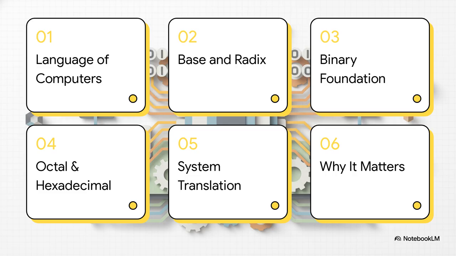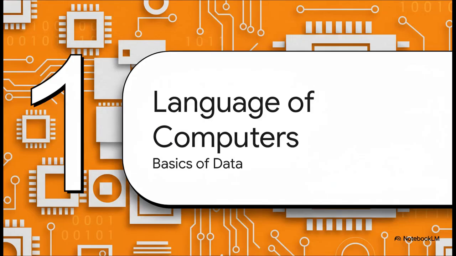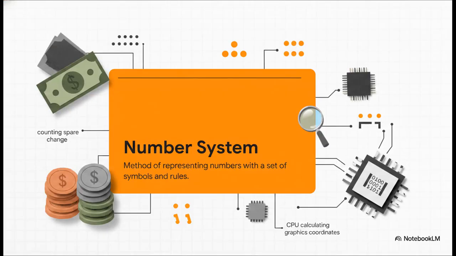Starting with Section 1, the language of computers, let's establish the absolute basics of data representation in our digital world. If you're wondering what exactly a number system in a computer is, well, it isn't just some abstract concept. It's essentially a structured mathematical toolkit. It gives us a specific set of symbols and a very strict set of rules that allow us to represent quantities and do arithmetic. So whether you're just counting your spare change or a CPU is calculating complex graphics coordinates, you are relying on the rules of a specific number system.